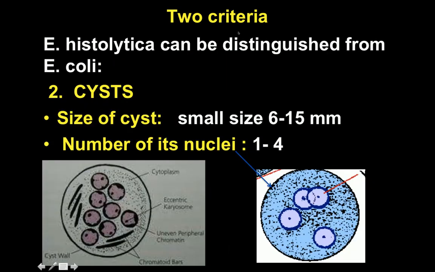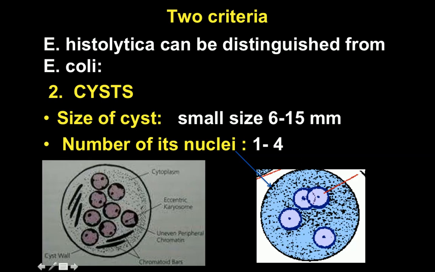And next is the cysts. The cysts are also of different sizes. In case of Entamoeba histolytica, the cyst is 6 to 15 millimeters in diameter, as compared to that of coli, which is up to 25 millimeters. It is much larger.